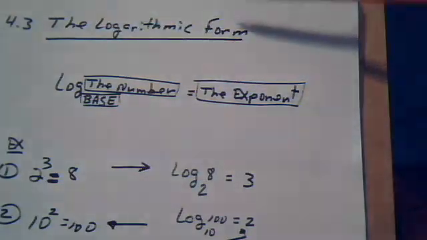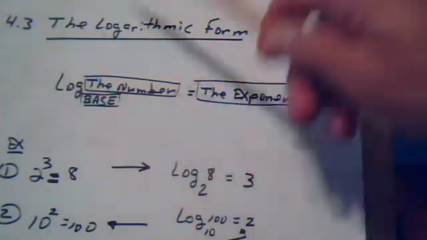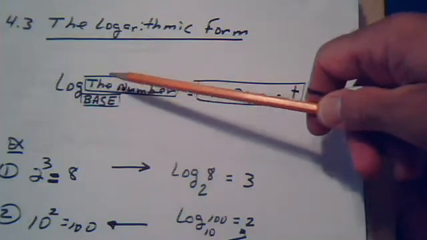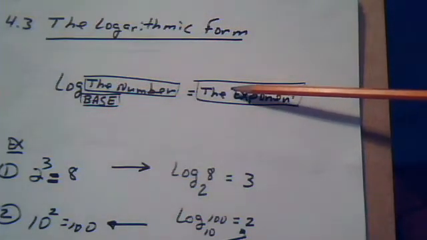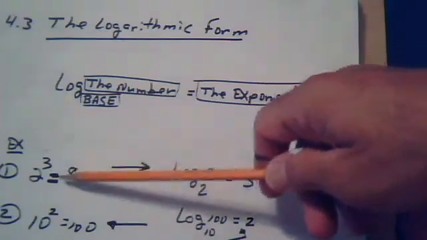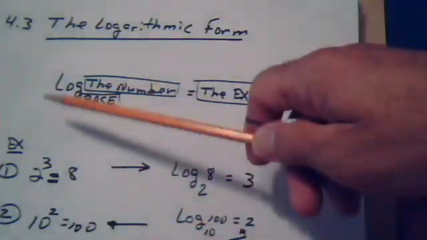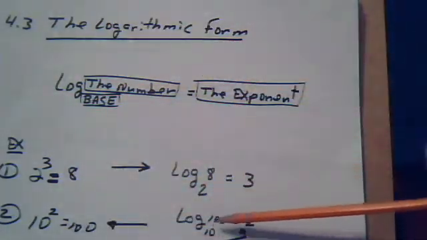The logarithmic form, you put a log and you put the base down here, the number up here, and the exponent all by itself. So now we can transfer from one form to another. This side is exponential form, this side is logarithmic.